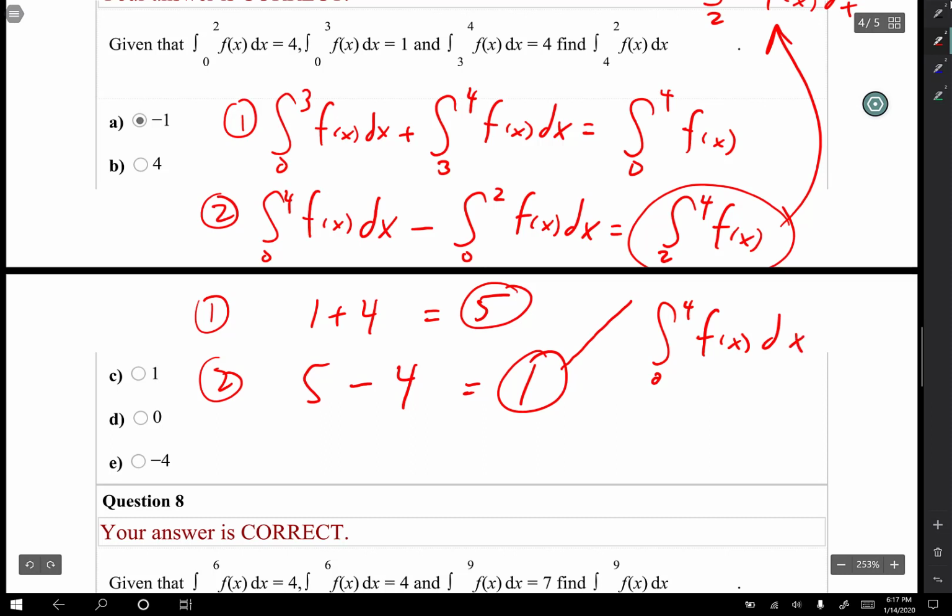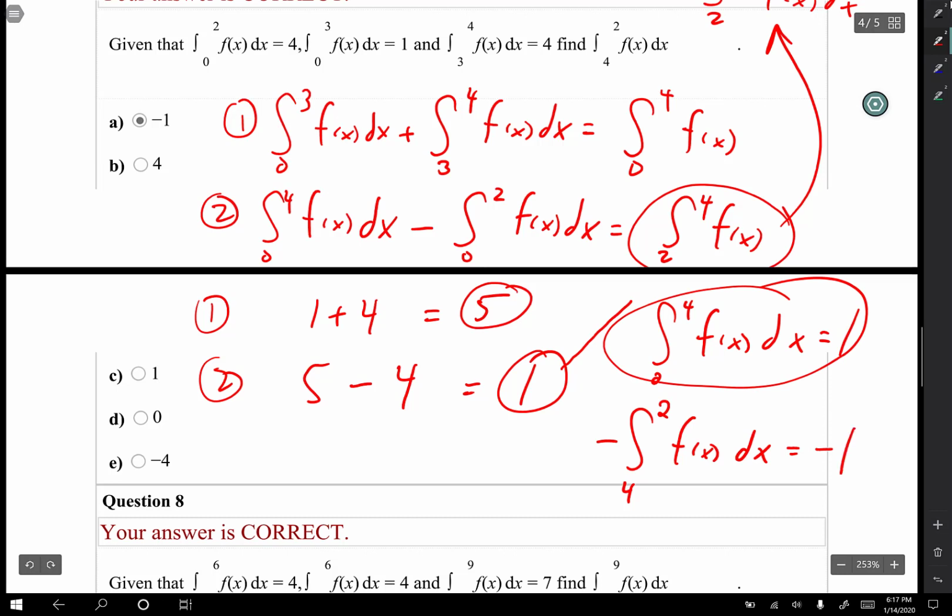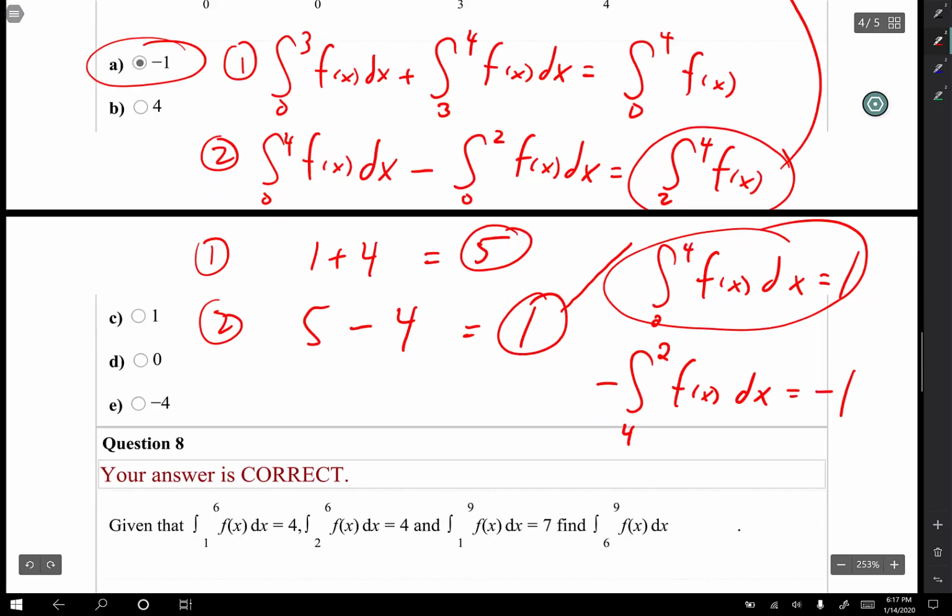I don't want 2 to 4, I want 4 to 2. So if I'm going to switch the limits, 4 to 2 of f of x dx, I'm going to put a negative on the outside. So since I got 1 for the definite integral, if I switch my limits, it's negative 1 because we're counting backwards. So there it is. It's one of the properties, guys.